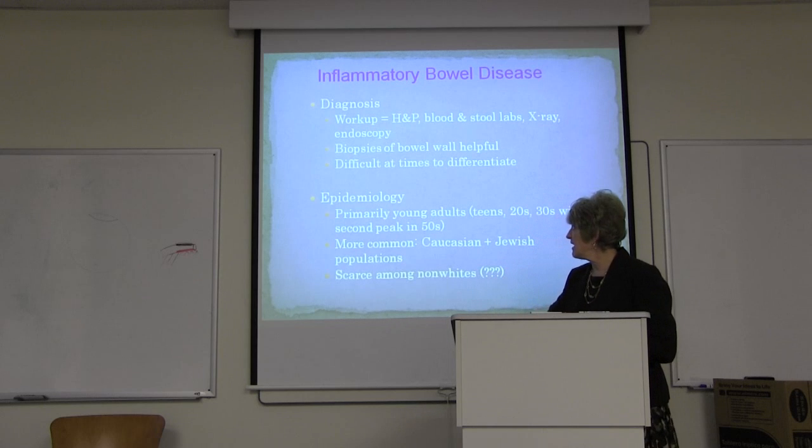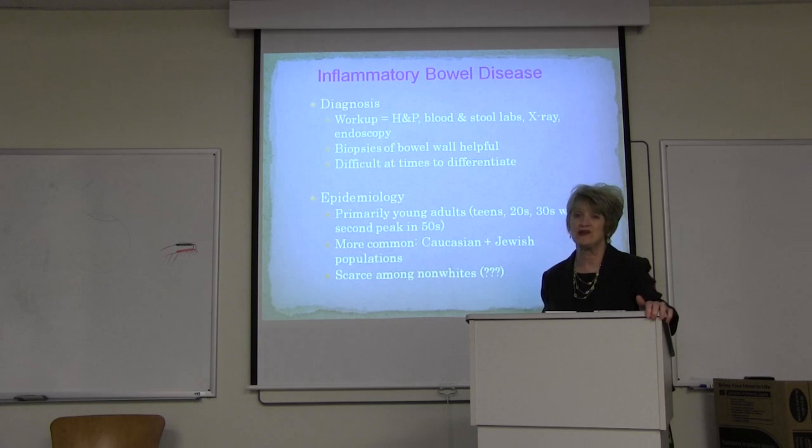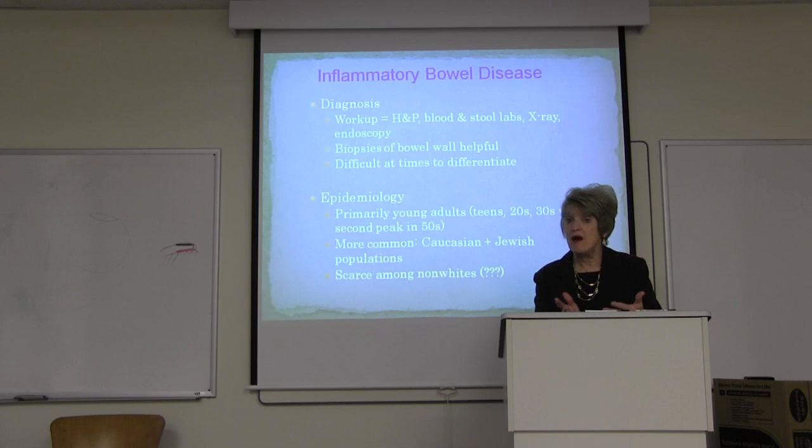Now let's look at epidemiology. This is very important to us because this tells us who has this condition, who are we dealing with. And it's very sad because it's almost always young adults. Peak incidence is teens, 20s, and 30s, and then there's a second peak in the 50s. But you have to know that children and even infants can have inflammatory bowel disease, as can older adults. Now, it's much more common among Caucasian and Jewish populations. The reasons for that are not clearly understood. Also more common in colder climates than it is in warmer climates.